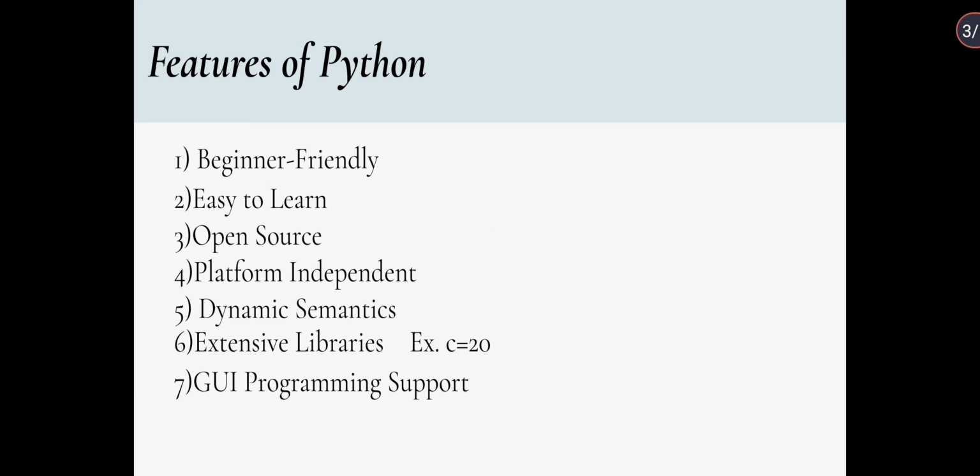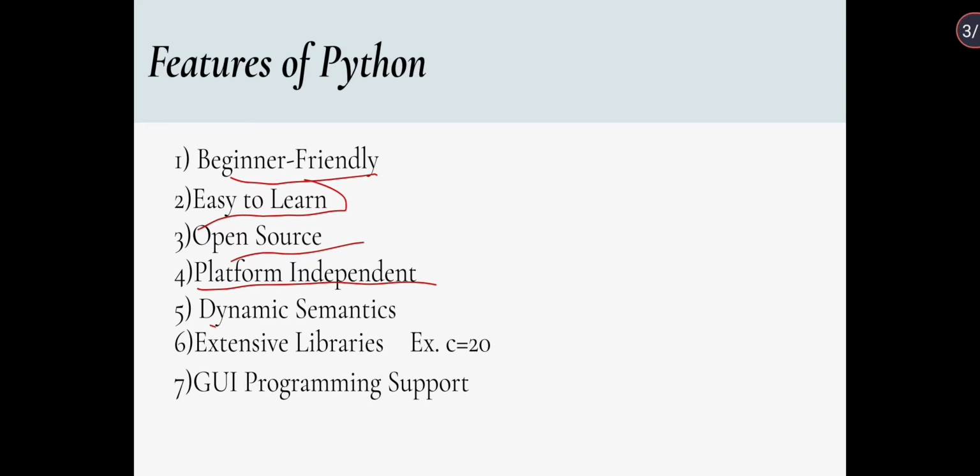Then next is the features of Python. What are the features of Python? First is beginner friendly. Then second, easy to learn. This language is easy to learn. Then open source. Next is platform independent. Platform independent means we can run the program on any system like Linux, Mac OS.